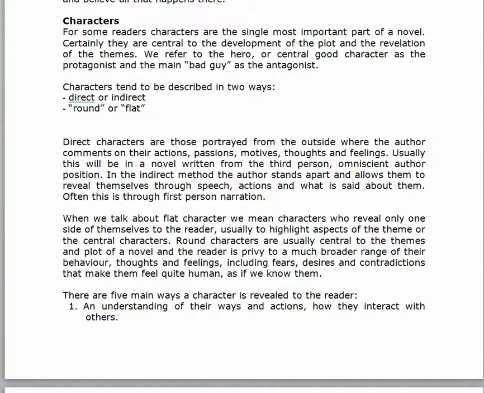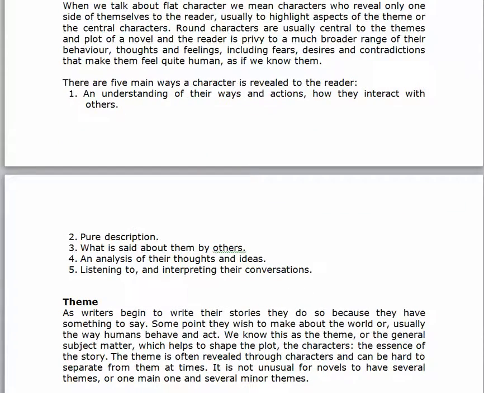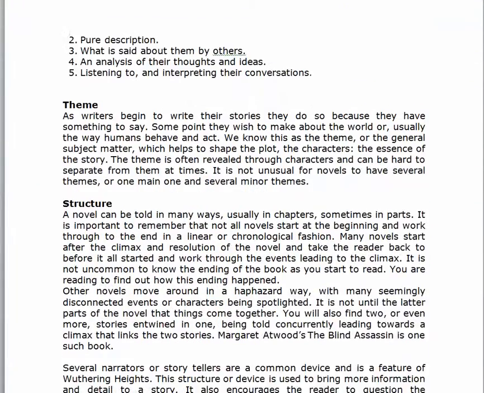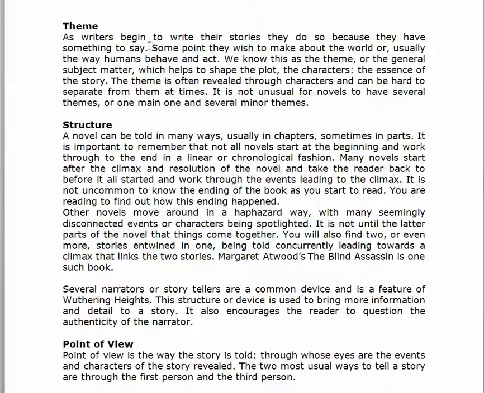The writing under here talks about the 5 main ways that a character is revealed to the audience, and you can read that. The next one is theme. Theme is what the writer wants to say. So what is the theme or the general subject matter which helps to shape the plot and the characters? So what is the theme?